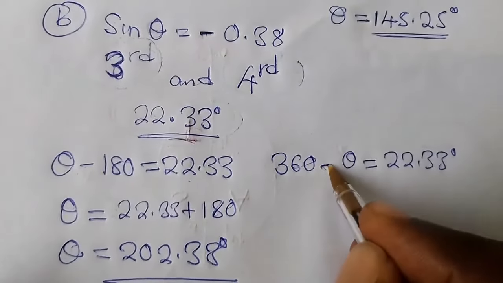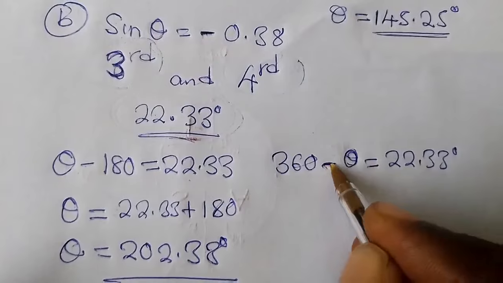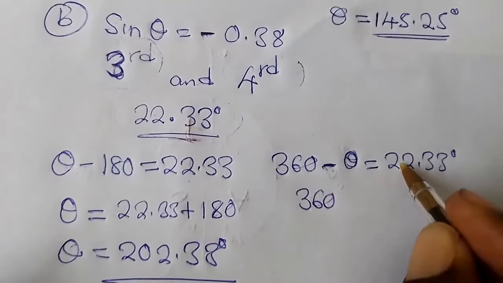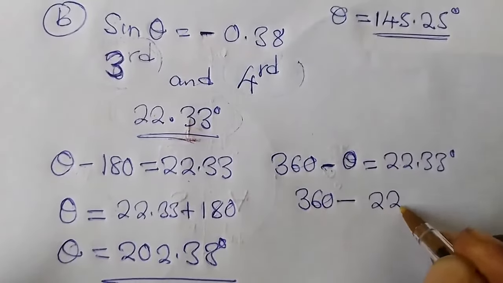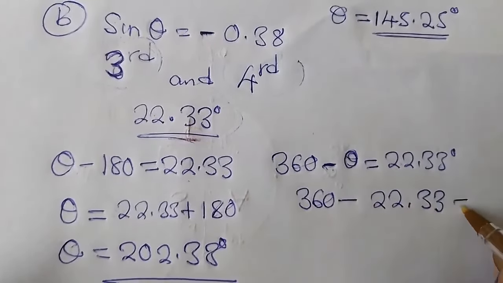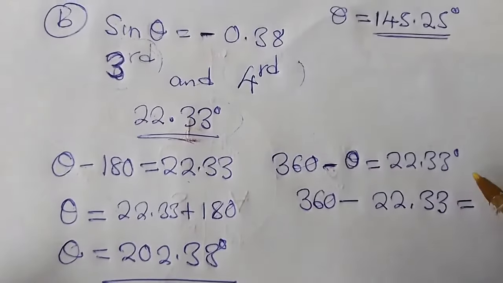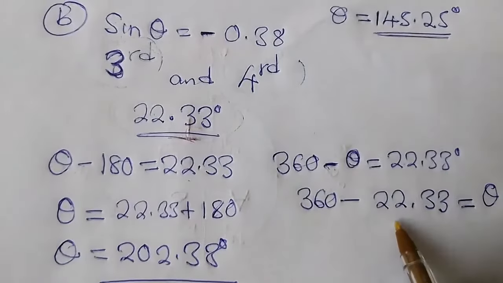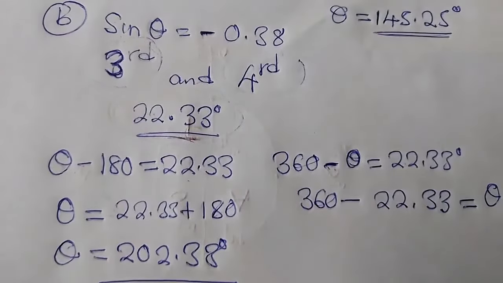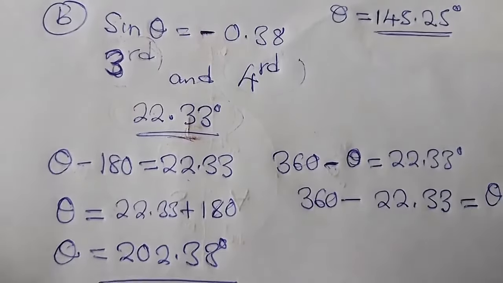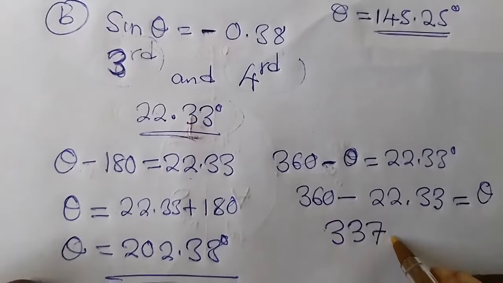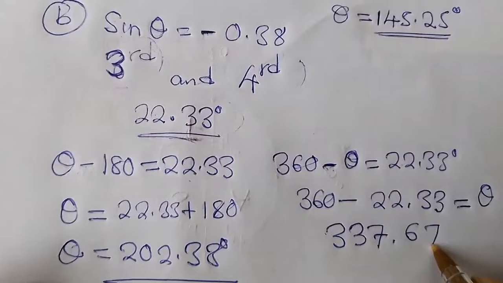Now we go to this one. You know that the negative is attached to theta, so this one will go to the other side. So 360 will remain. This is positive, and when it comes inside it's minus 22.33, which is equal to theta. This one is negative, and when it goes inside it is positive. So you subtract: 360 minus 22.33. The answer is 337.67. Have you seen this answer?